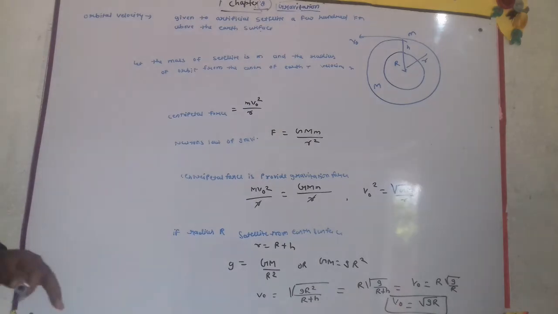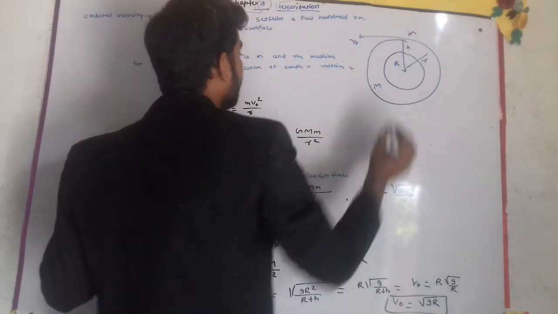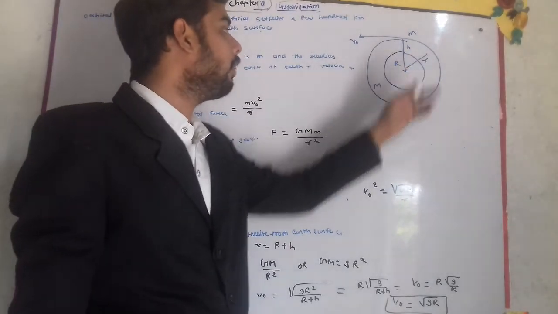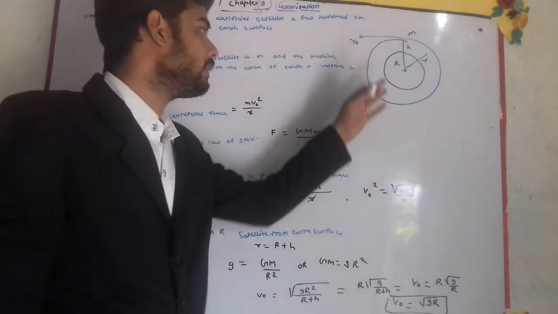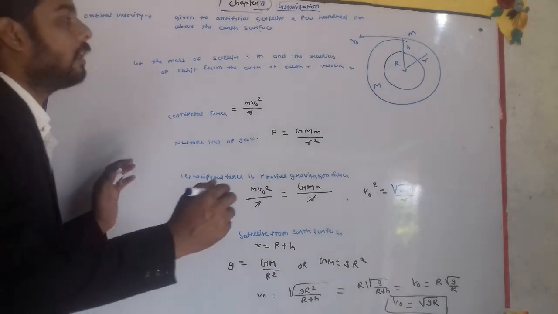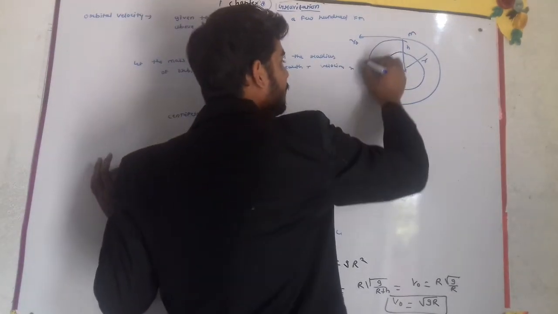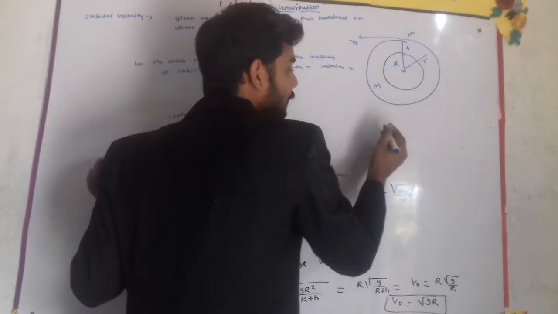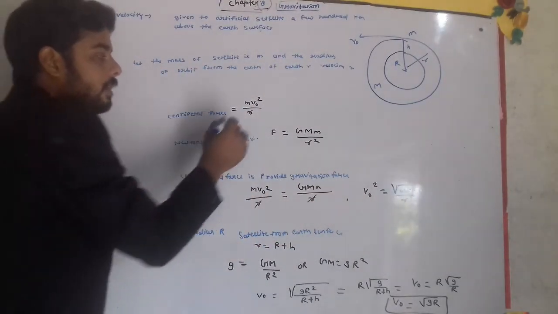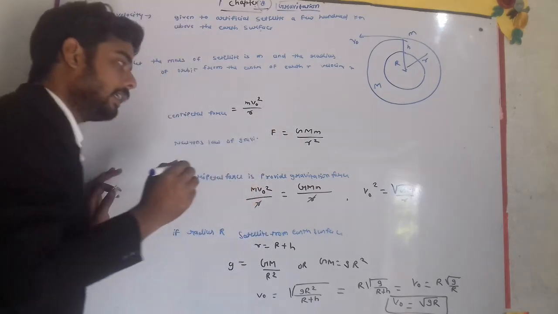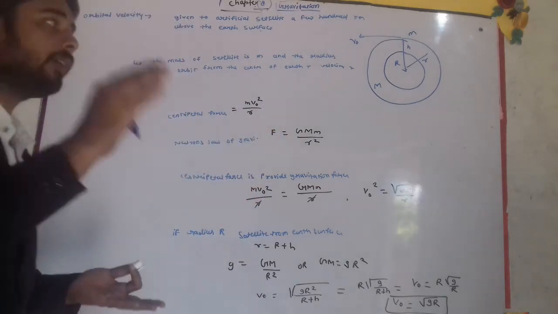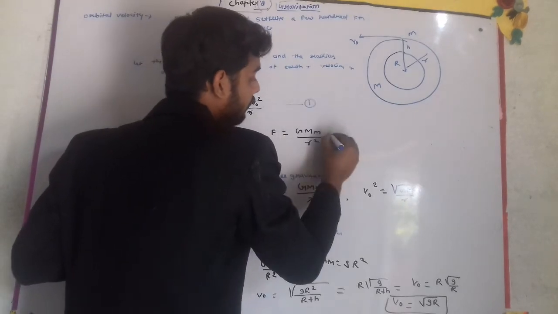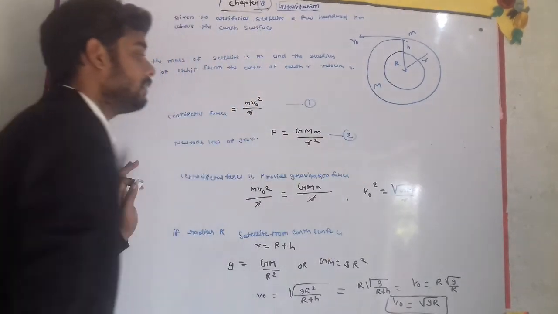Let the mass of the satellite be small m, and the radius of the satellite from the Earth's center is small r. The radius of Earth is capital R. We know that if an artificial satellite is revolving around the Earth, then centripetal force will be there, which is mv square upon r. This is our centripetal force. But the gravitational force, we know that F equals GMm upon r square. This is our equation first, and that is our second equation.